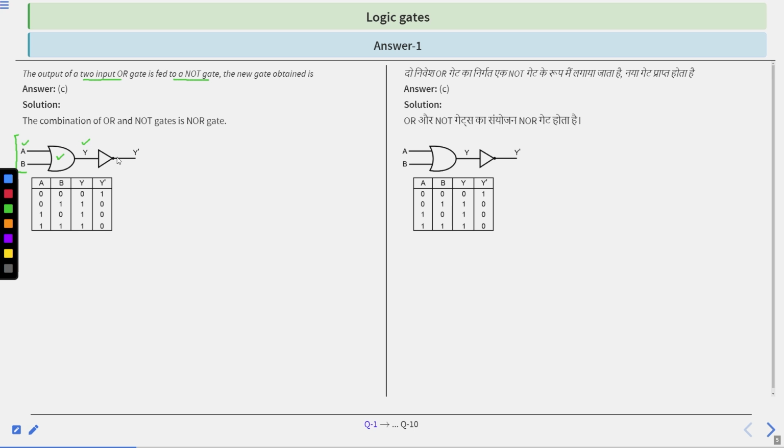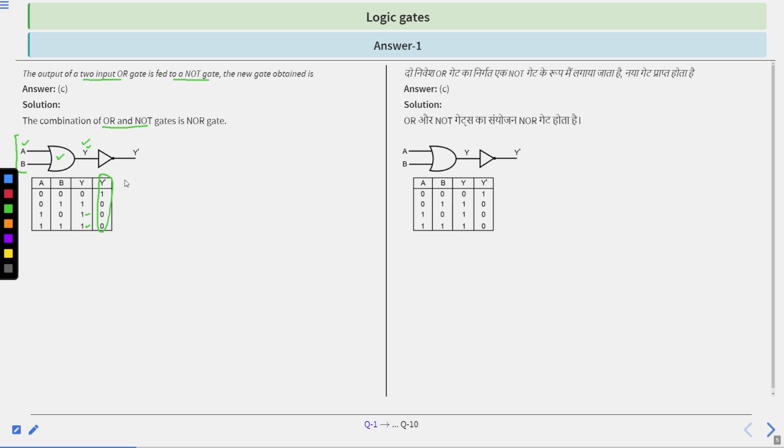Now there is a NOT gate. For the NOT gate, Y is the input and Y prime is the output. So the input is 0, 1, 1, and 1. The complement of 0 is 1, and the complement of 1 is 0. Similarly 1 becomes 0 and 1 becomes 0. So this is the final output for this combination of OR and NOT gate. Clear? This is the final output.